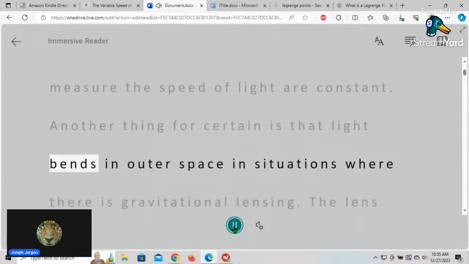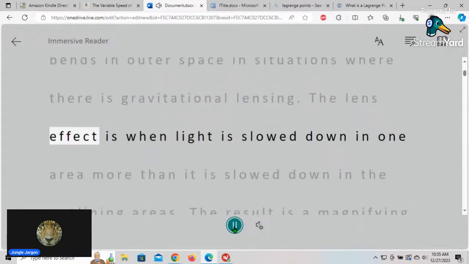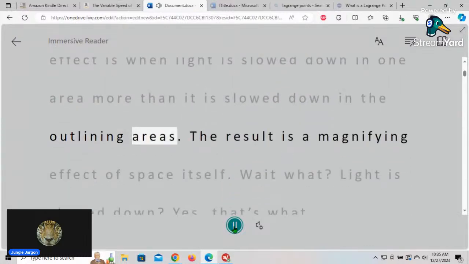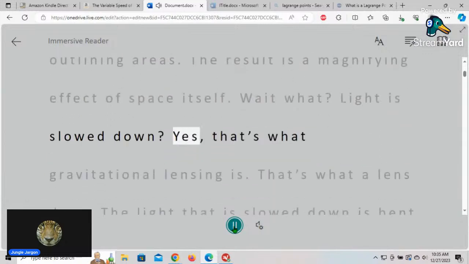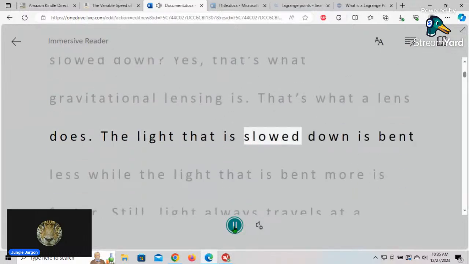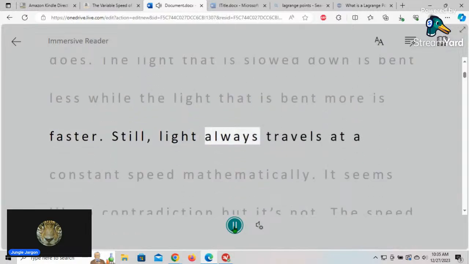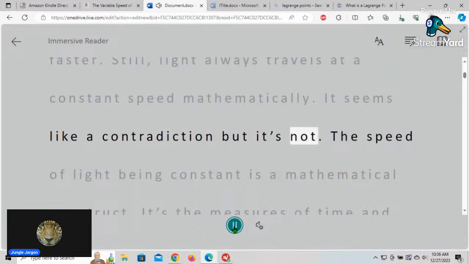Another thing for certain is that light bends in outer space in situations where there is gravitational lensing. The lens effect is when light is slowed down in one area more than it is slowed down in the outlining areas. The result is a magnifying effect of space itself. Wait, what? Light is slowed down? Yes, that's what gravitational lensing is. That's what a lens does. The light that is slowed down is bent less, while the light that is bent more is faster. Still, light always travels at a constant speed mathematically. It seems like a contradiction, but it's not.